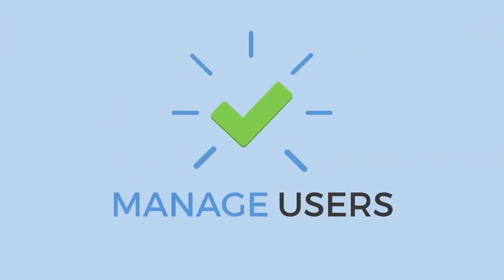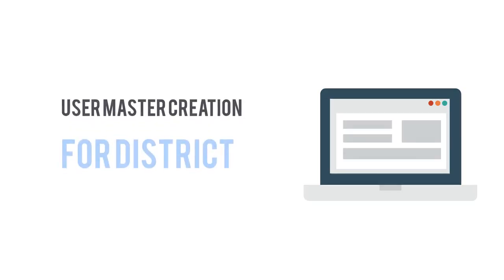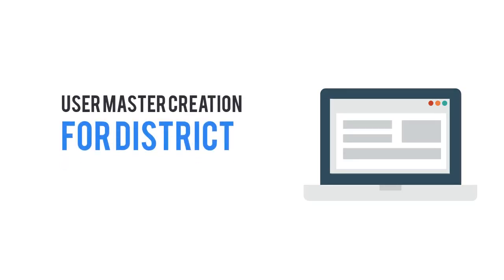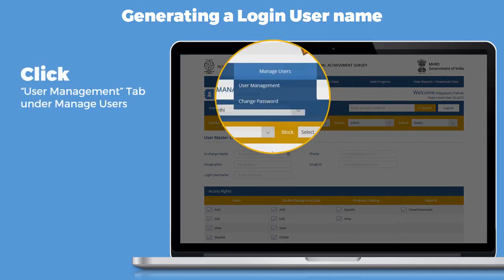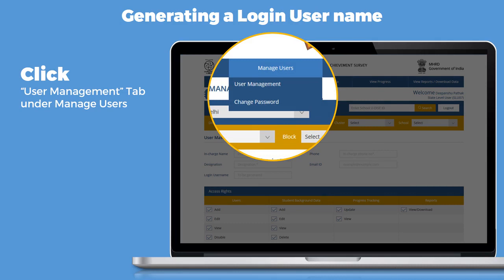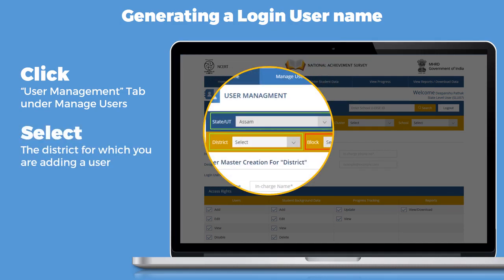Manage users. This section is only for state coordinators. Let us see how a state coordinator will create users for the district MIS coordinator. On clicking User Management under Manage Users tab, the state coordinator will be directed to a page to create a user for district. To create a district level user, the state coordinator needs to select the district from the drop-down menu.